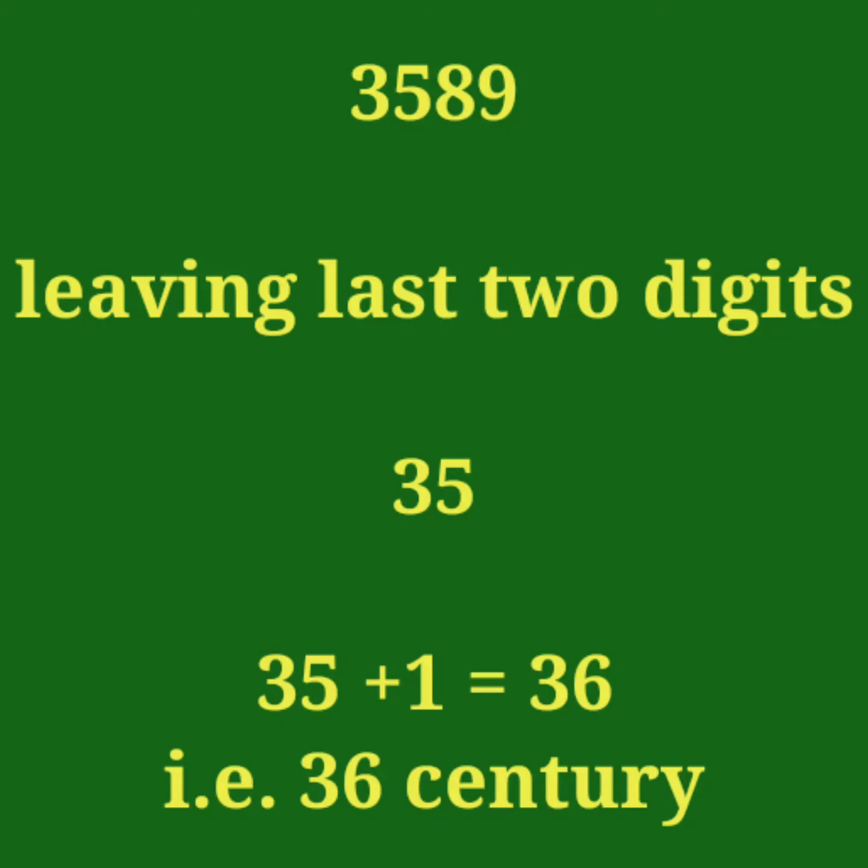Now let's take another example. If we are living in year 3589, then which century are we living in? Just leave the last two digits, that is 89. The remaining number will be 35. We have to add 1 to it. 35 plus 1, that is 36. So we would be living in the 36th century. Hope this concept is clear to you all.